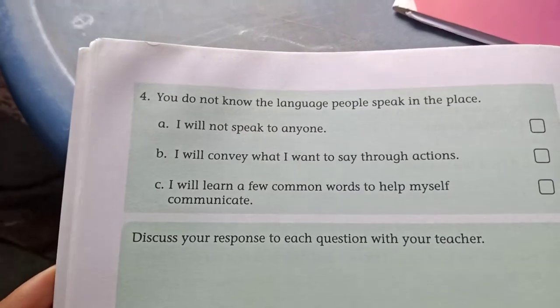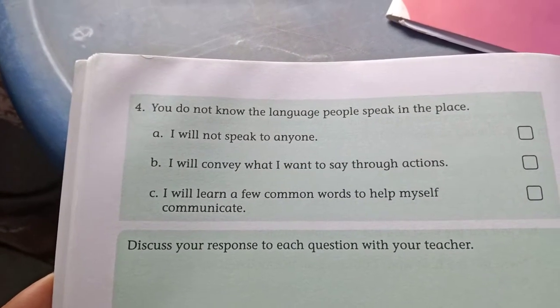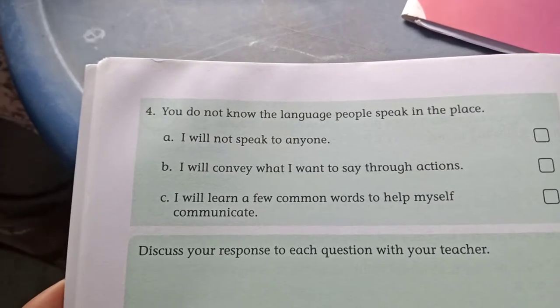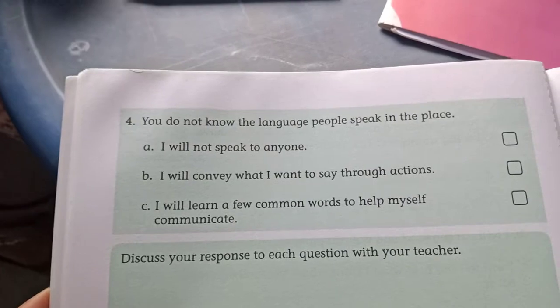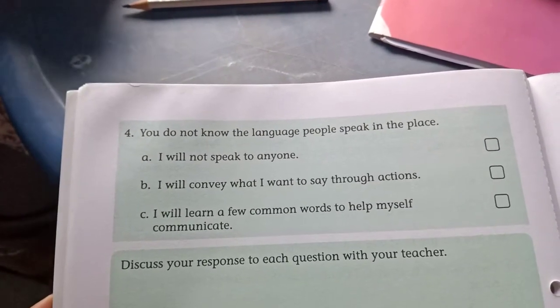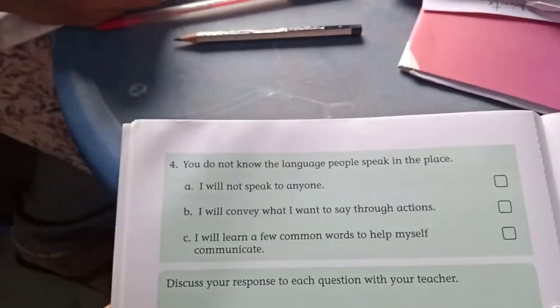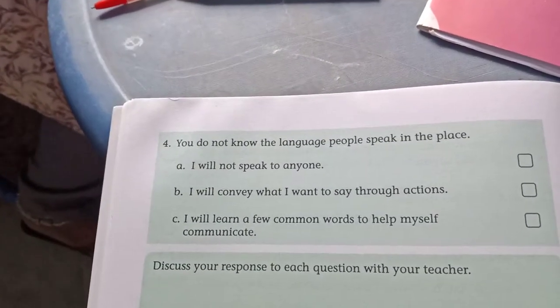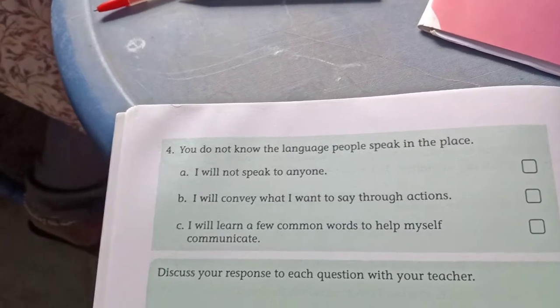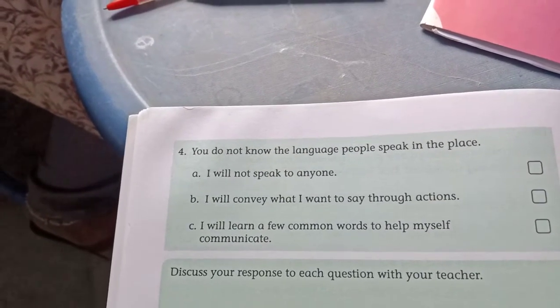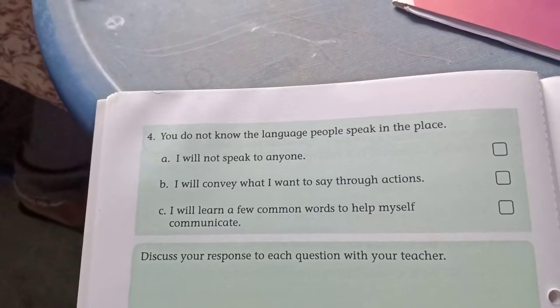Next, fourth one, you do not know the language people speak in the place. I will not speak to anyone. I will convey what I want to say through actions. I will learn a few common words to help myself communicate. So among these three, what should you do? So you do not know the language. How can you communicate with the people? Just give your response in your box.